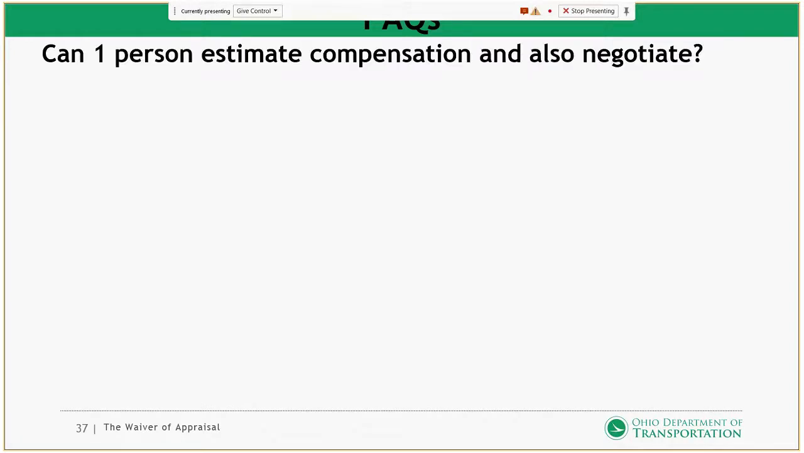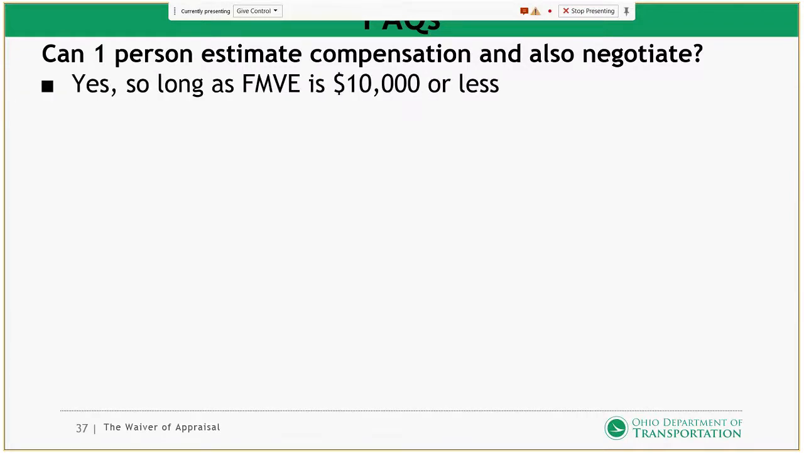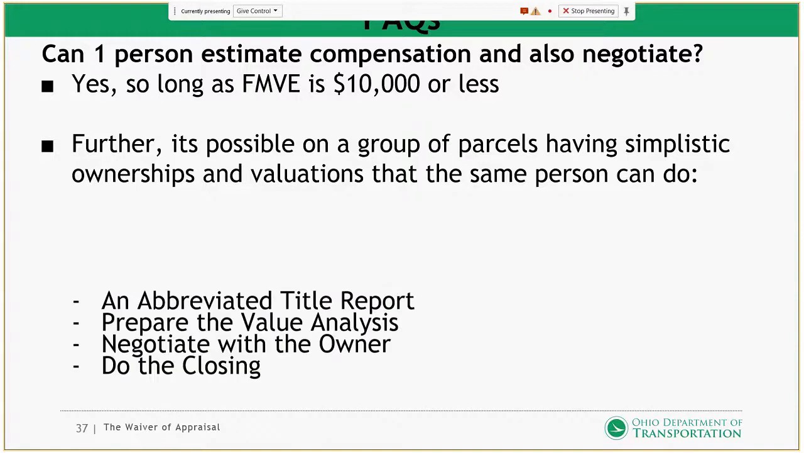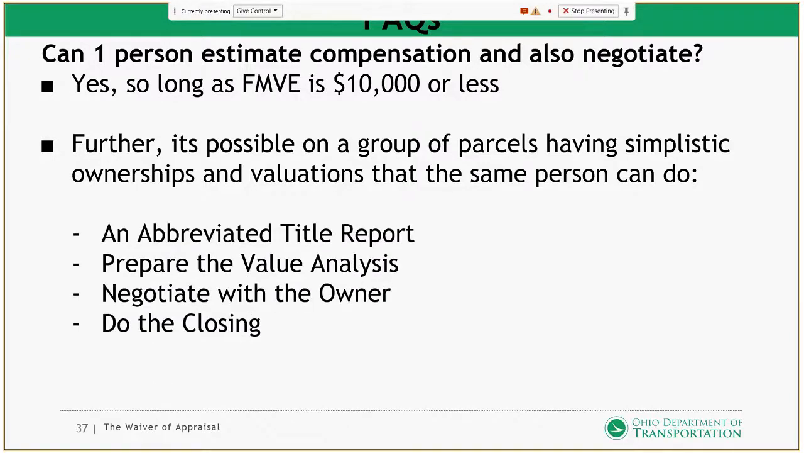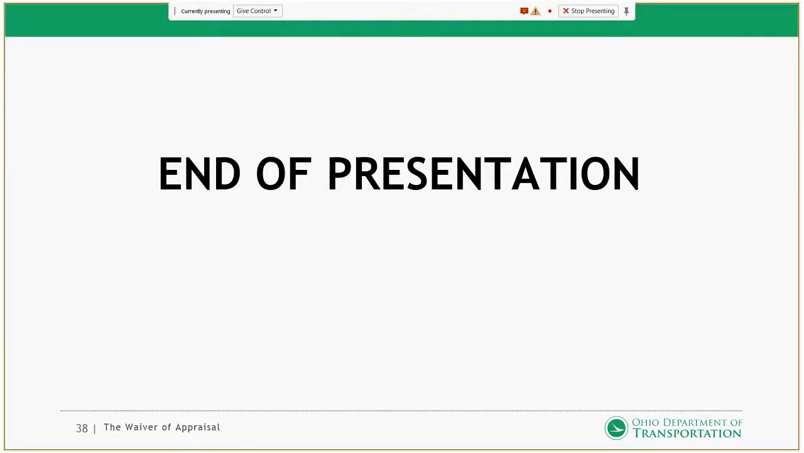And here's another frequently asked question. Can one person estimate compensation and also negotiate? Yes, so long as FMVE is $10,000 or less. That's a requirement in 49 CFR Part 24. Further, it's possible on a group of parcels having simplistic ownerships and valuations that the same person can do an abbreviated title report, the value analysis, negotiate with the owner, and also do the closing.